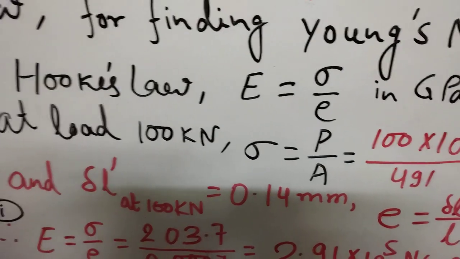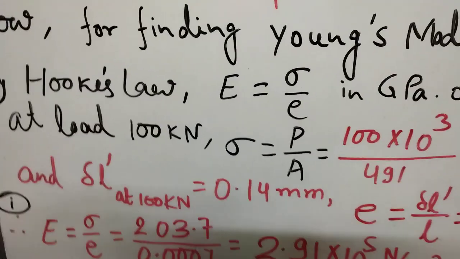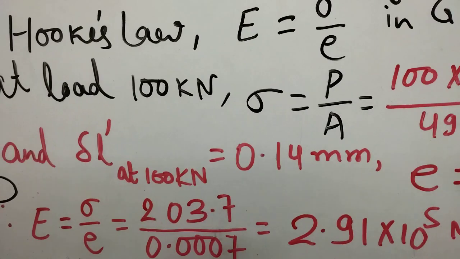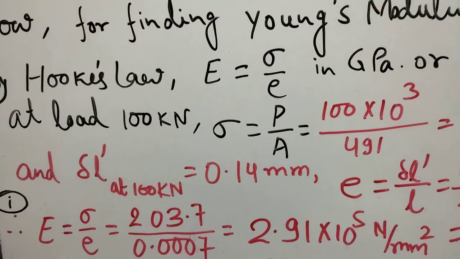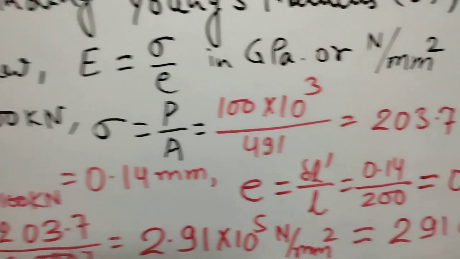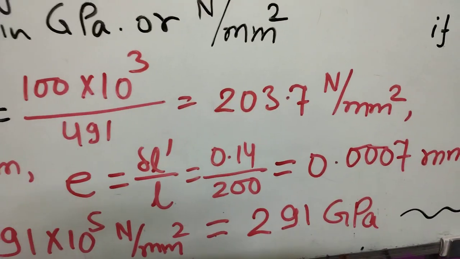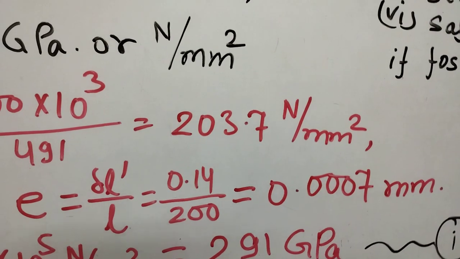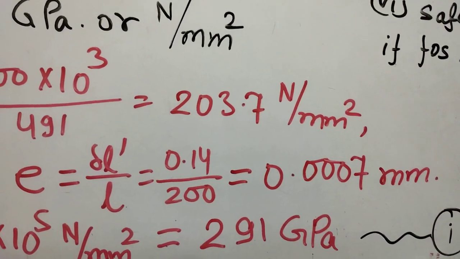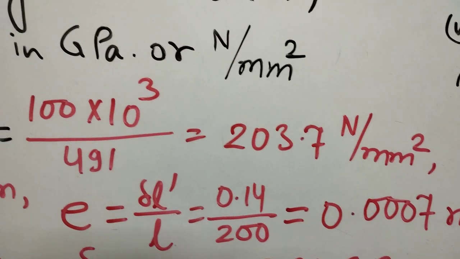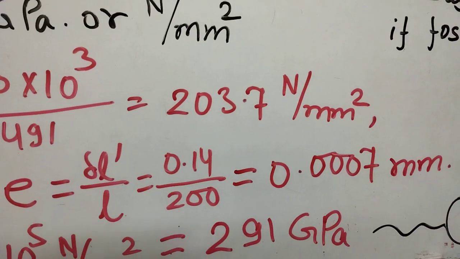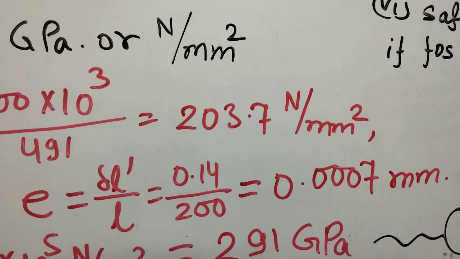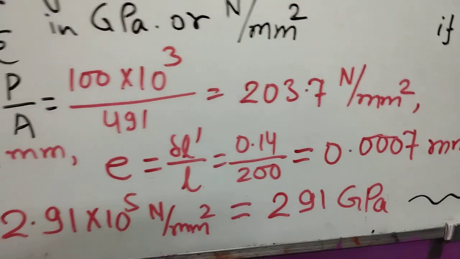And our question gives del L dash at 100 kilonewton as 0.14 millimeter. We apply the strain calculation: del L dash divided by original length L, which is the 200 millimeter gauge length. This value is 0.0007, or 7 into 10 to the power minus 4.